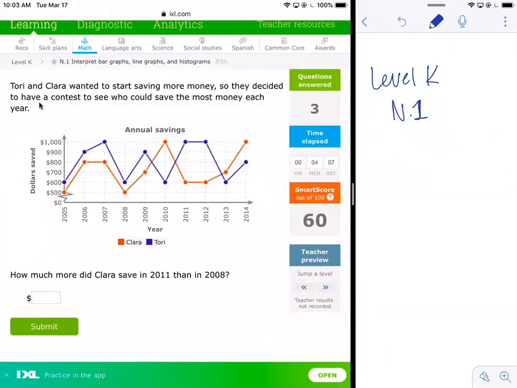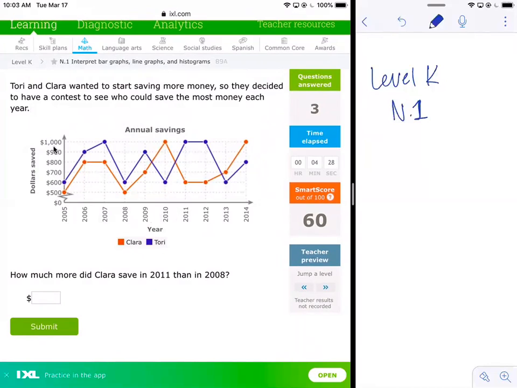This one says, Tori and Clara want to start saving more money, so they decided to have a contest to see who could save the most money each year. So we see a different kind of graph here. This is a line graph. So the red is Clara, how she did each year over time. And then the blue one is Tori. So see how she did over time during the same time periods.